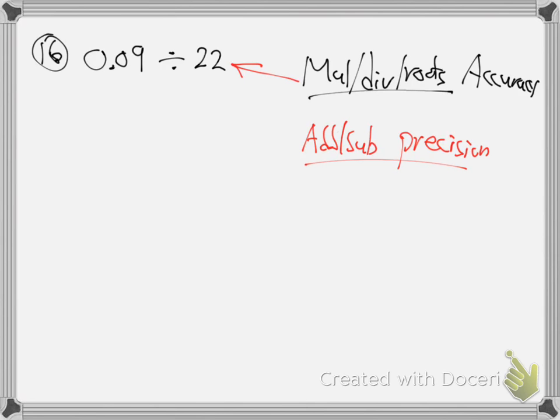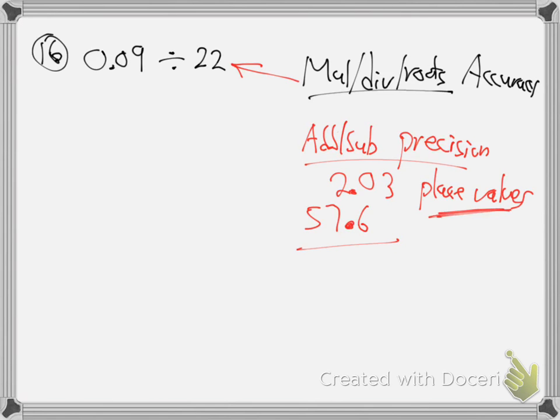Here's how I remember it practically. If you're going to add a couple of numbers like 2.03 and 57.6, remember how you line up decimals when you add and subtract? That's because you're looking at the place values. So I just think adding, subtracting is all about your place value. So it's precision. P with P, place value is precision. Whereas multiplying and dividing is accuracy.